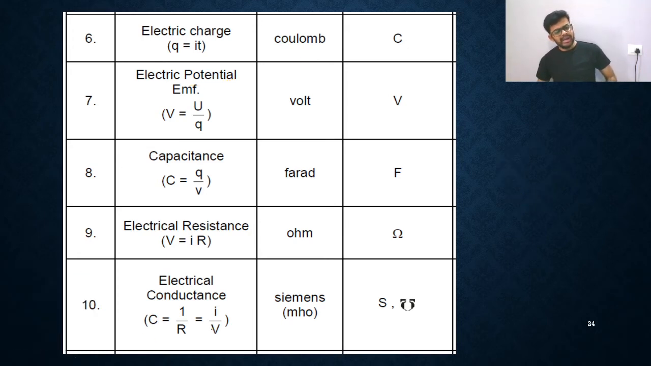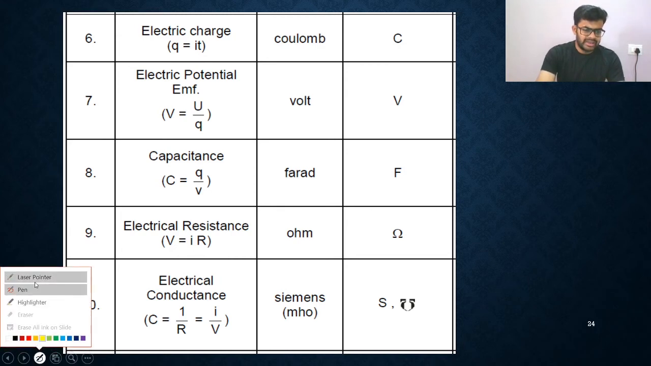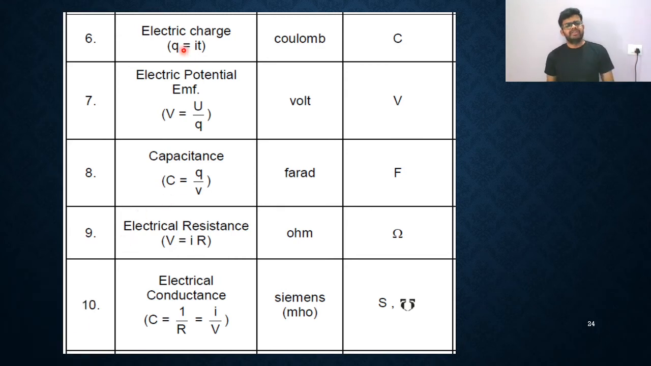How to write in fundamentals? Q is equal to IT, the formula is written here. Let me take the laser. You can see Q is equal to IT means charge is equal to current into time, so ampere second. That is called Coulomb. Next, electric potential, EMF, voltage. So that is what?